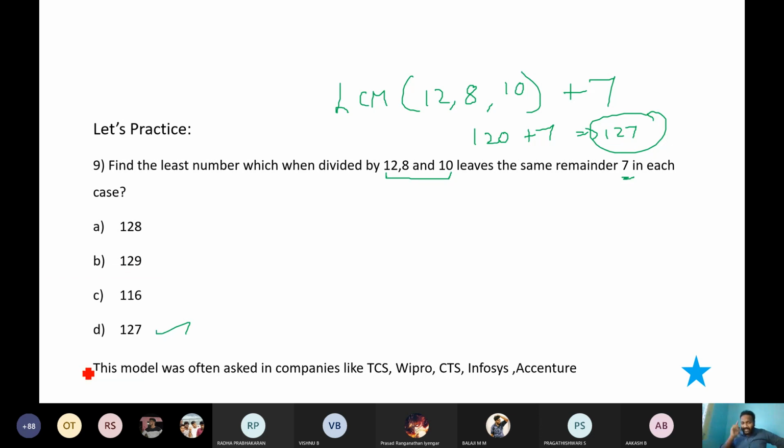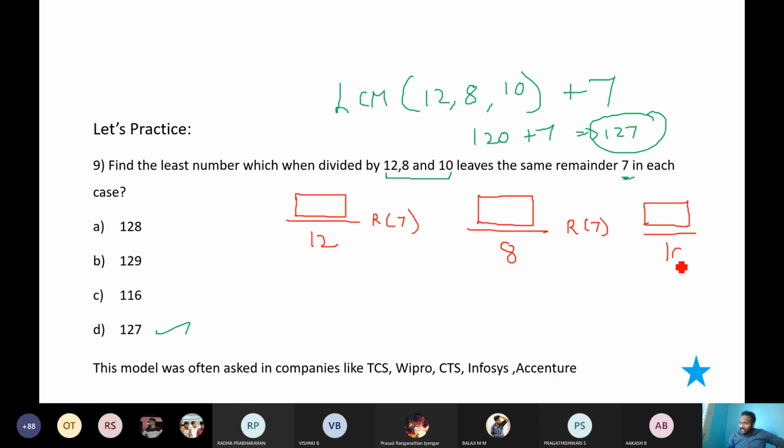But if you are a practical thinker, what are they asking us to find out? A number, if I divide it by 12, the remainder is 7. A number, if I divide it by 8 also, the remainder is 7. A number, if I divide it by 10 also, the remainder is 7. So this is the important part. The last part is the important part.